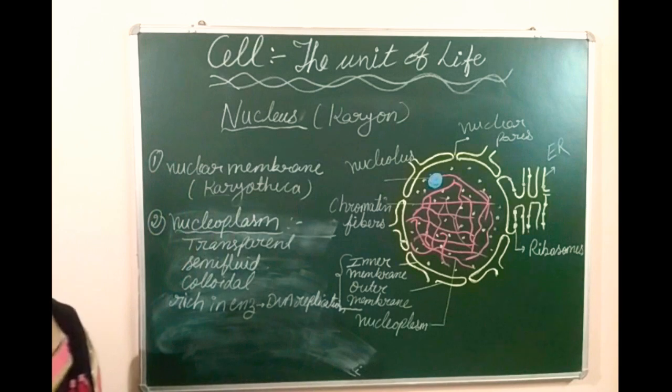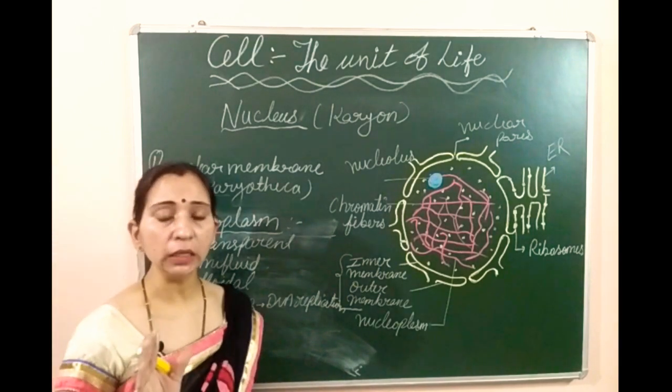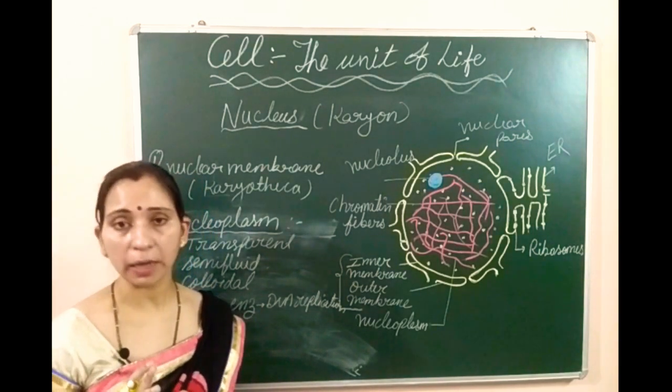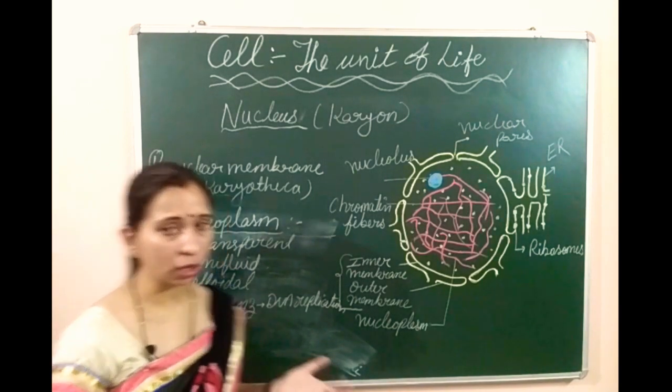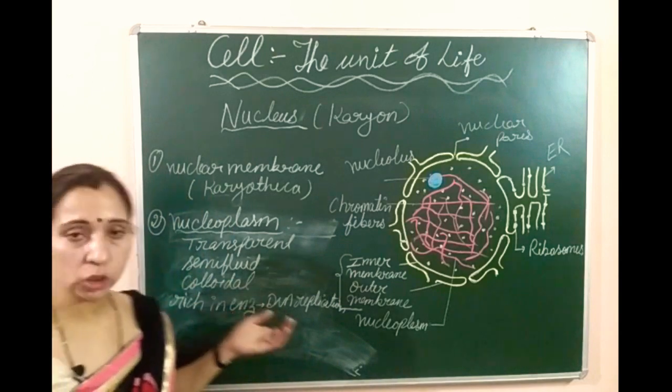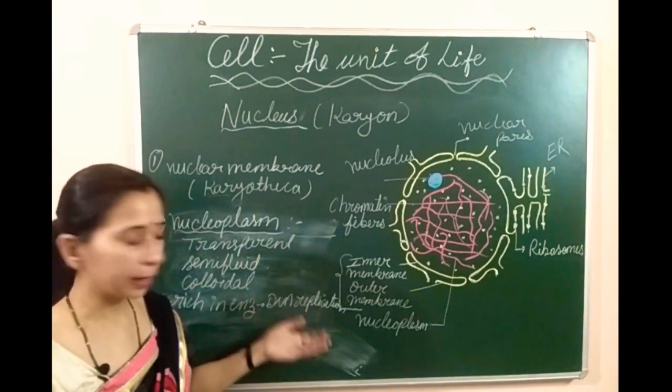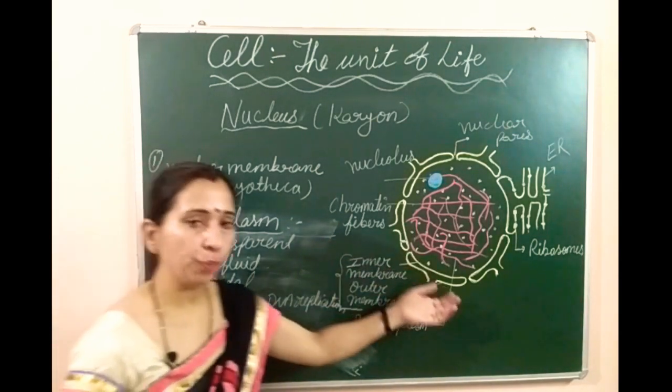In the case of DNA replication, अगर हम देखते हैं, almost 10 types of enzymes are required for DNA replication, like DNA polymerase, topoisomerase, helicase, etc. So all these enzymes which are responsible for DNA replication are found in the nucleoplasm.